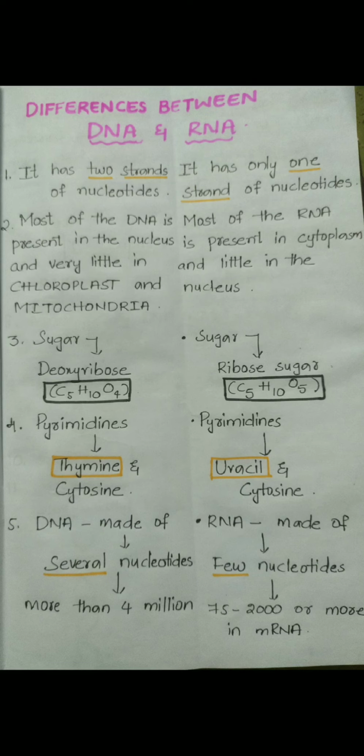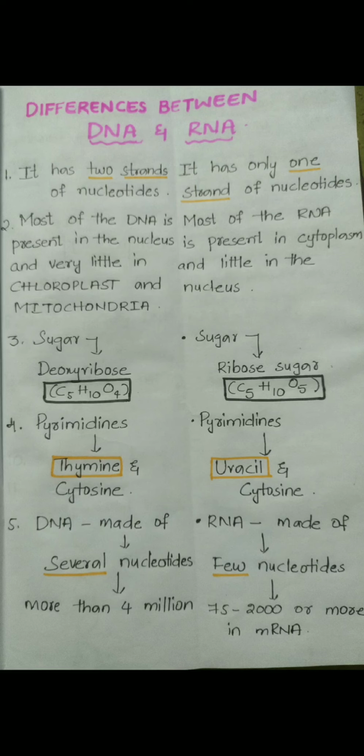Coming to the third point, the sugar present in the nucleotide of DNA is deoxyribose. Chemically, it is C5H10O4. And the sugar present in RNA is ribose sugar. Deoxyribose in DNA, ribose sugar in nucleotide of RNA, with chemical formula C5H10O5. Here you can notice there is a difference of only one oxygen between deoxyribose and ribose sugar.